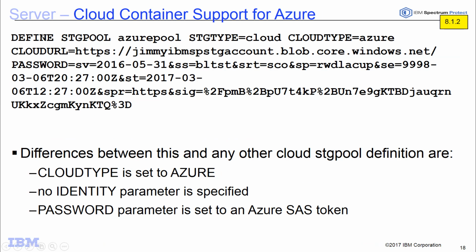If you're using the command line, this is the define command you'd use for Azure containers. The difference between this and other cloud storage pool definitions is that the cloud type is set to Azure, there is no identity parameter, and the password parameter is using the Azure SAS token.